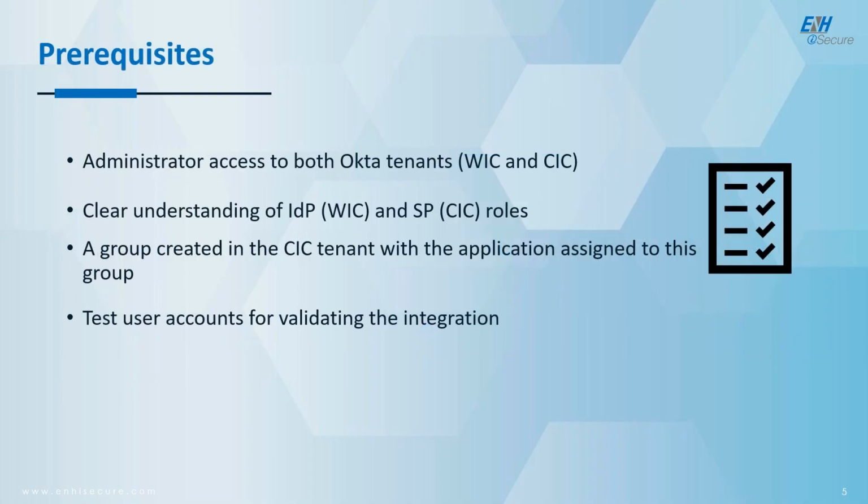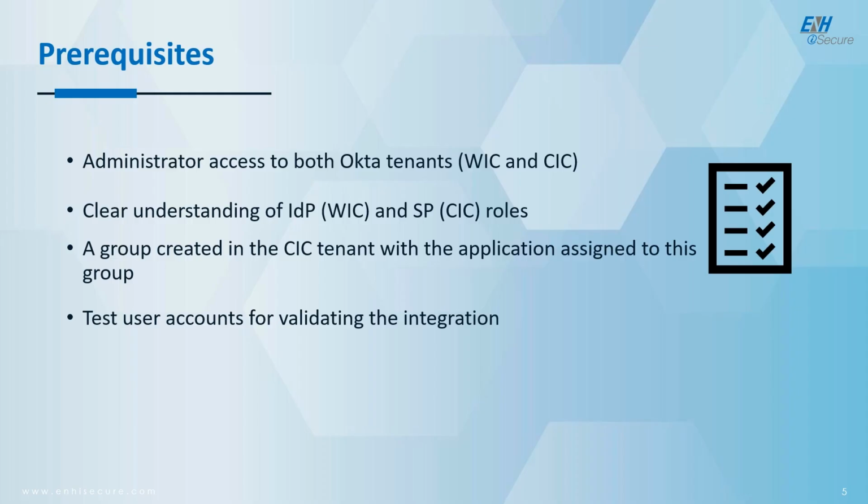Before starting the integration process, it is essential to meet a few key prerequisites to ensure a smooth and successful setup. First, administrative access to both Okta tenants, WIC and CIC, is required. This access is necessary to configure applications, manage groups, and set up identity provider settings in both environments. Second, a clear understanding of the roles each tenant will play is important. The WIC tenant will function as the identity provider, while the CIC tenant will act as the service provider.